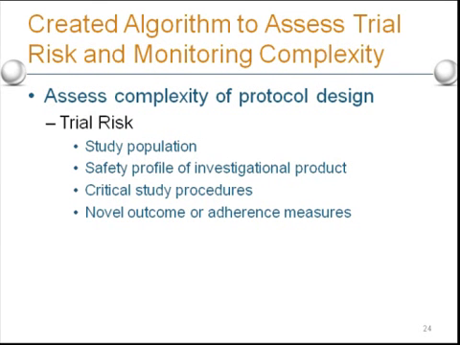With trial risk, we looked at the population of the study. What kinds of patients or population participants were we dealing with? How hard was it going to be to recruit them, retain them? We looked at the safety profile of the investigational product, if there was one. If it was a clinical behavioral intervention, rather, then we looked at the safety profile of that as well. How concerned were we about reported safety events? And how much oversight of that were we anticipating was going to be needed?